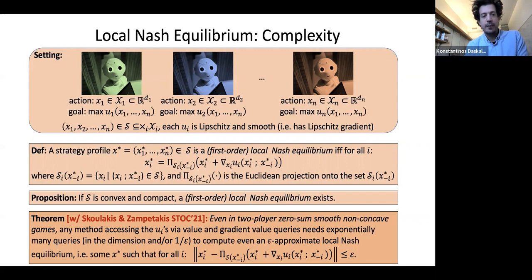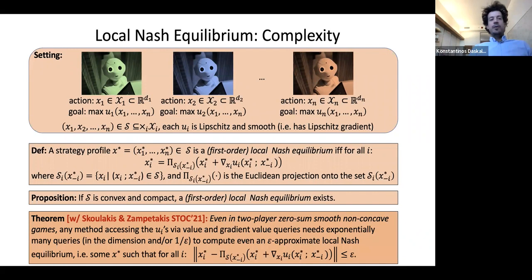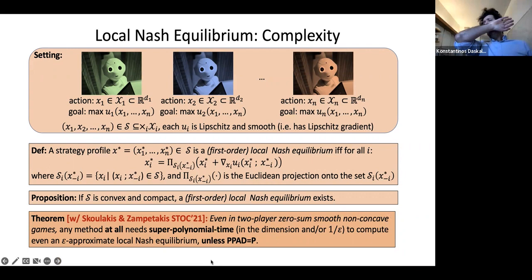So that's claim number one. Claim number two is that even if you have higher order access to your utility, even in fact if your utility is given explicitly to you, you would have to make a super polynomial number of steps to compute such a thing in the same setting of two player zero sum, non-concave games, unless a complexity theoretic collapse happens. The previous result was unconditional. You don't need to believe any complexity theory. I can prove to you that you need exponentially many steps to compute first order local Nash equilibria. The second result says, subject to the complexity theoretic assumption that the class PPAD does not collapse to the class P.